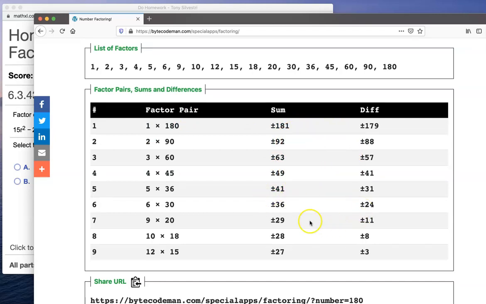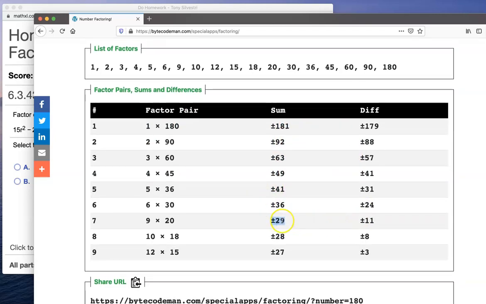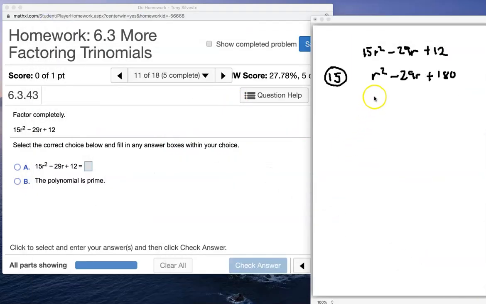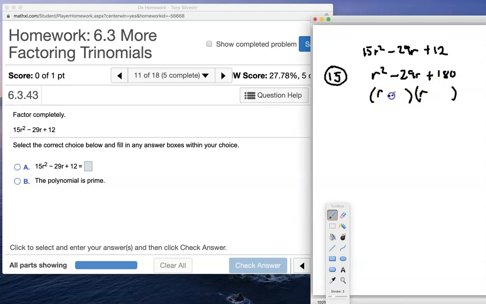You see a 29 right there, 29. The fact that I see it there means these are the two numbers that are involved. 9 times 20. And now that you see it, yeah, 9 times 20 seems to make a lot of sense. Because what I'm going to do here is I'm going to say this is r and r. Double negatives. Why double negatives? Because two negative numbers will multiply to be positive and be negative in the middle. 9 and 20. Of course, those would add up to be 29. Make fractions out of those numbers.